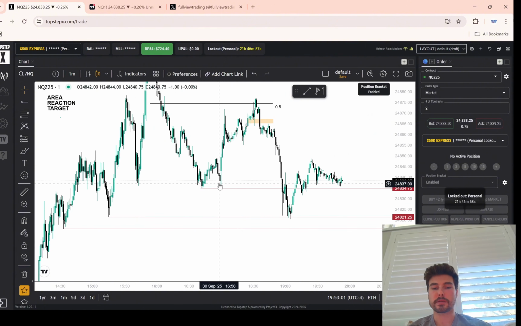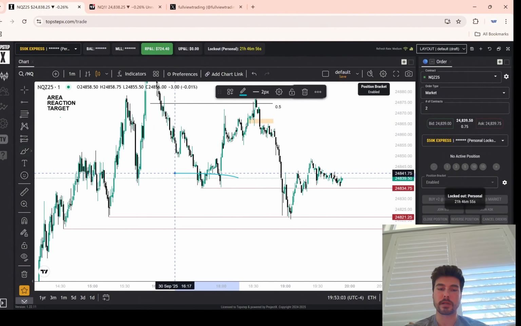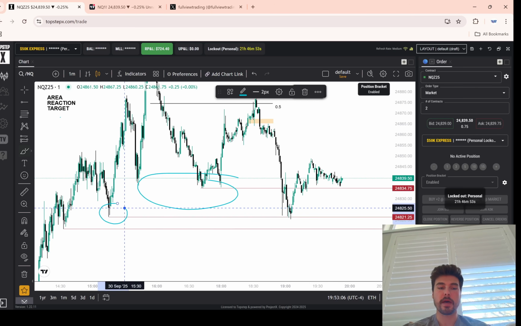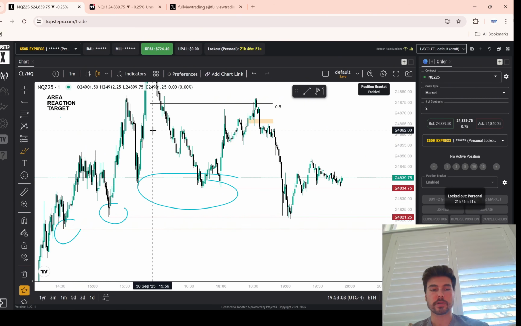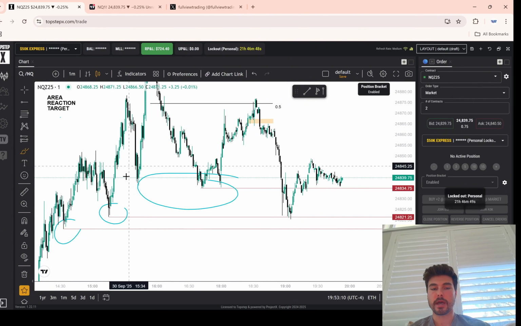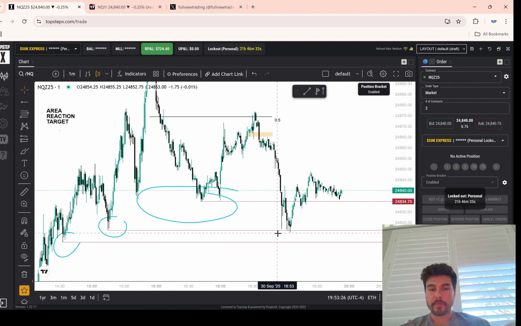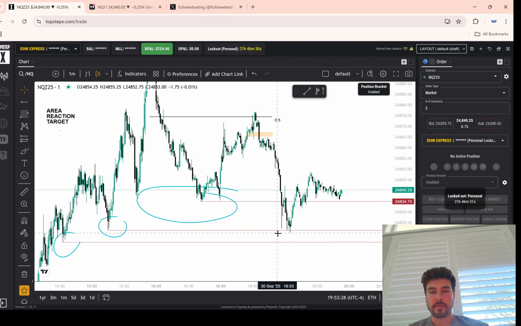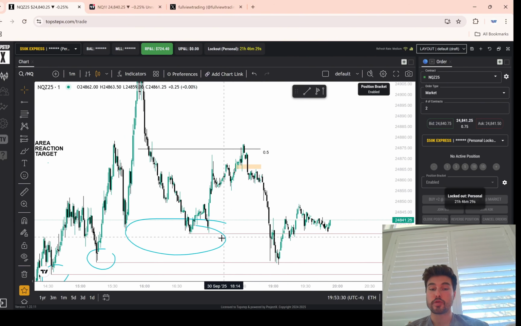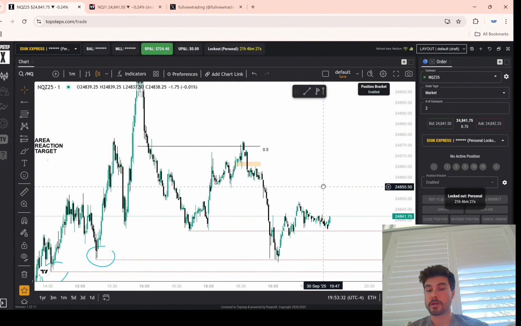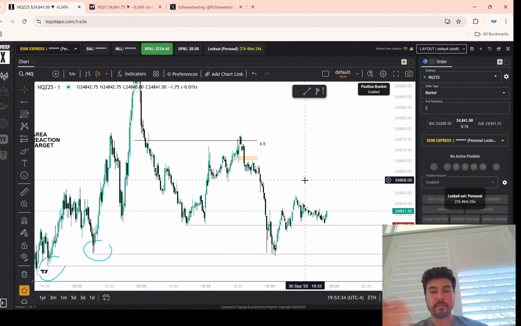But notice how there's multiple stacked liquidity pools. There's a liquidity pool here, there's one there, and there's one there. It's not just one little sharp swing low. It's not just two, it's multiple. So when I combine all these things together, I'm anticipating that during this macro, we're going to draw towards these lows. I don't know for certain, I don't know that, but I'm anticipating that that's going to happen.